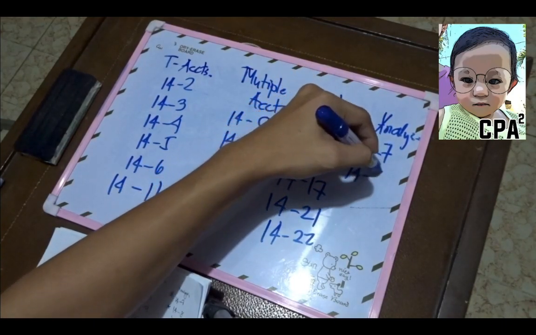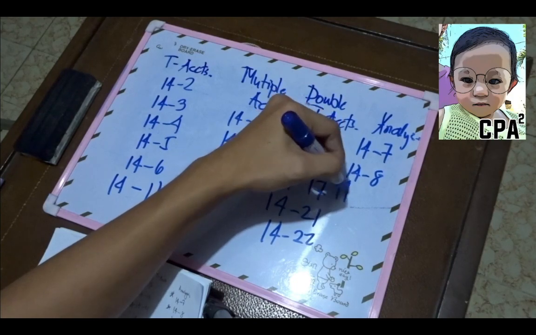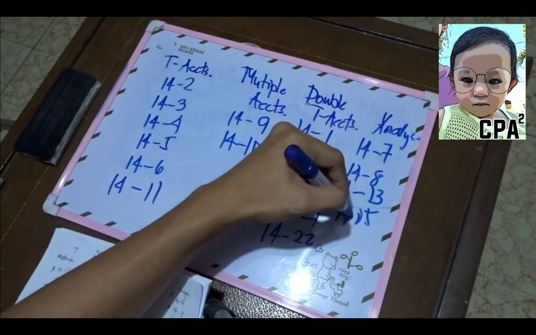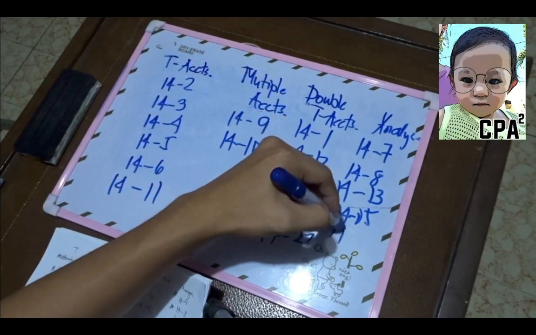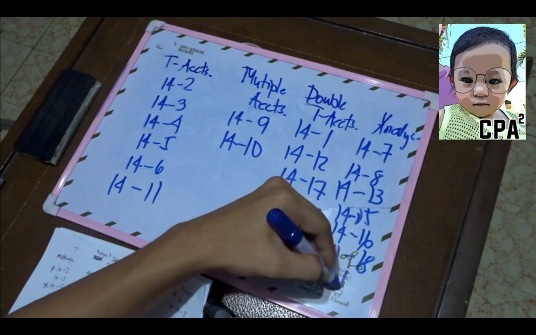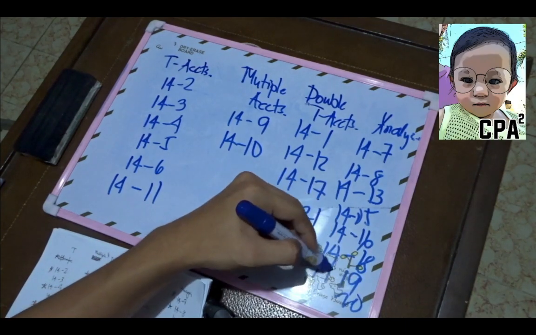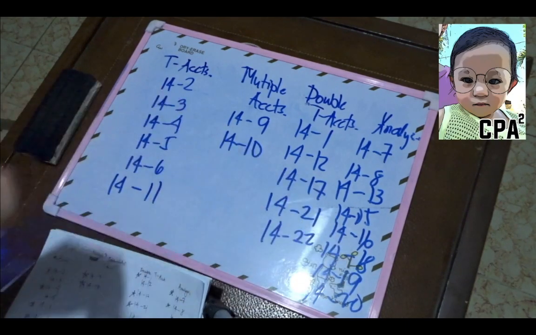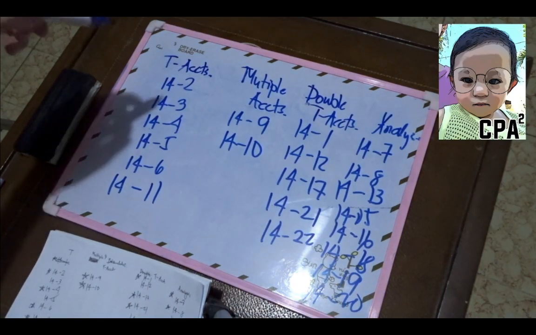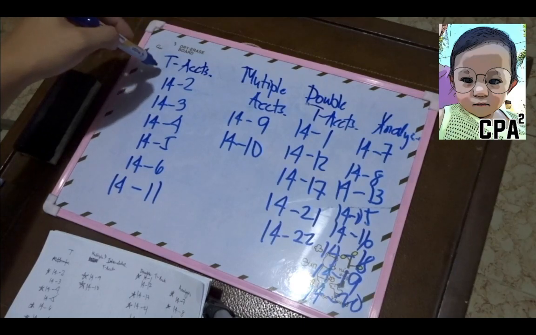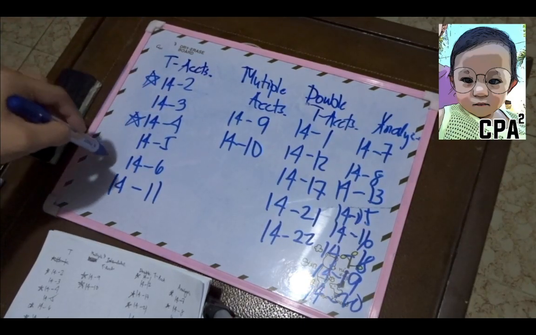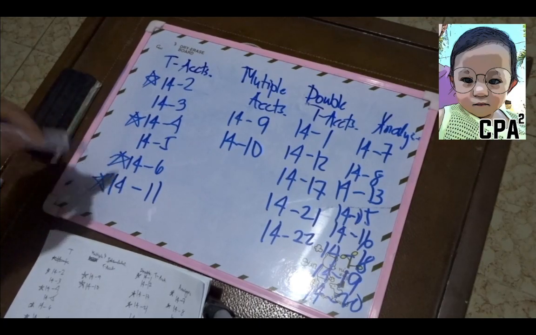And lastly, you have 14-7, 14-8, 14-13, 14-15, 14-16, 14-18, 19, and 20. We will not solve everything so that you have some problems that you can practice on. So for the first classification, we will only answer 14-2, 14-4, 14-6, and 14-11.